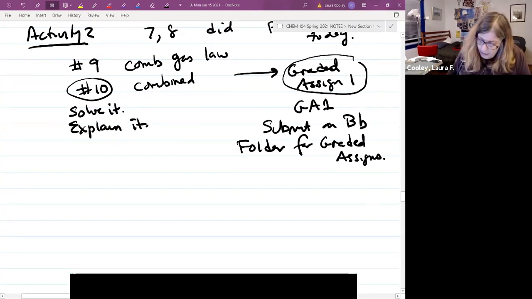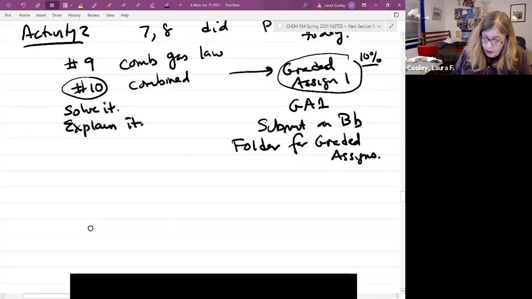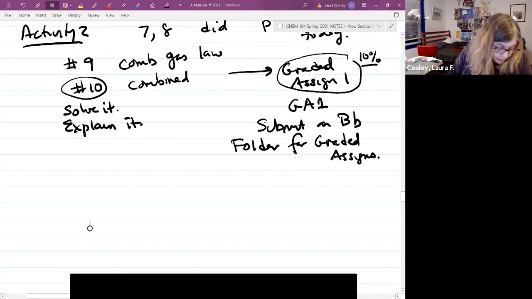These graded assignments are about 10% of the grade if you look at the syllabus. And I do drop 1 or 2, so you don't have to get them all perfectly.